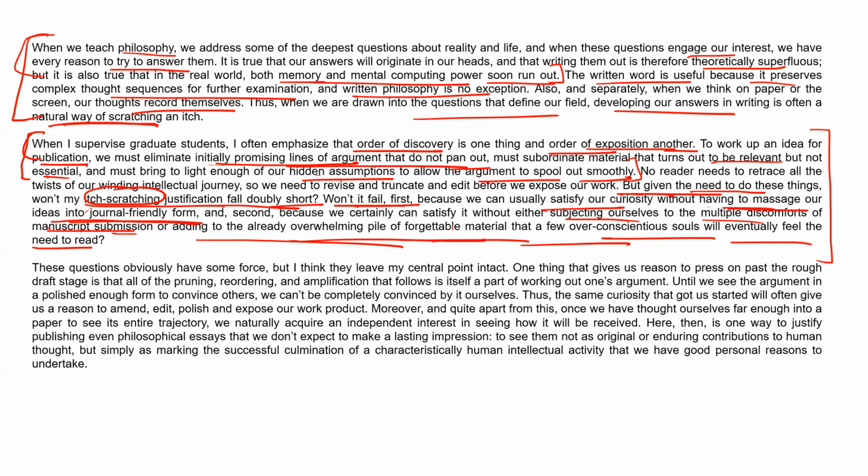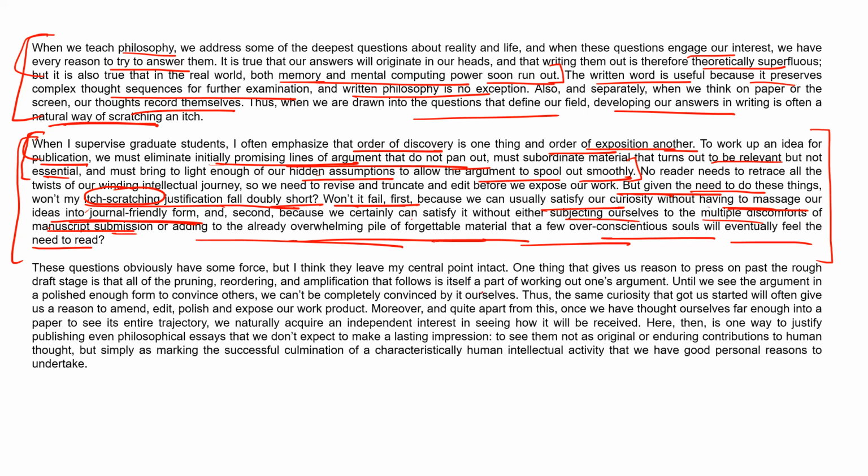है हमें इसको एक जर्नल फ्रेंडली फॉर्म में बना के देने की? और दूसरा कि जब हम इसको सेटिस्फाई ऐसे ही कर सकते हैं तो फिर क्यों हम मल्टीपल डिस्कम्फर्ट सहन करें? मैन्युस्क्रिप्ट सबमिशन करना है, ऑलरेडी ऐड करना है फॉरगेटेबल मटेरियल जिसको शायद कुछ लोग पढ़ लें, राइट? So why should we do all of this, he is saying, right? So in the first paragraph he's suggesting that whenever thoughts come to your mind you should write it down. That will be good, because it's like scratching an itch. But in the second paragraph now he's saying that when we are writing for publication, then we should eliminate all our initial ideas, irrelevant ideas.